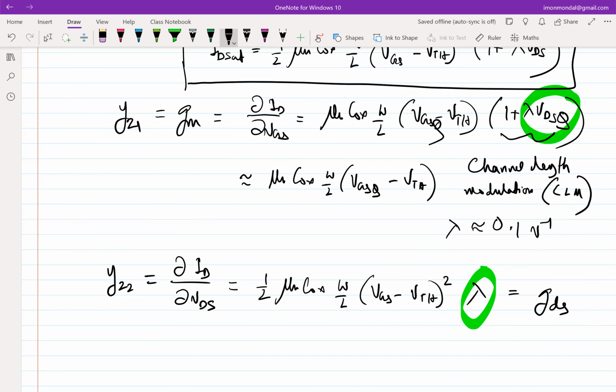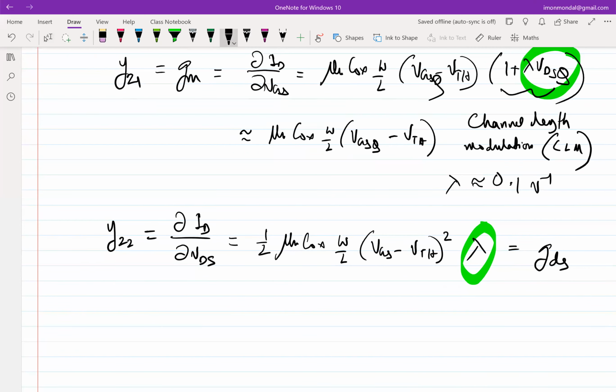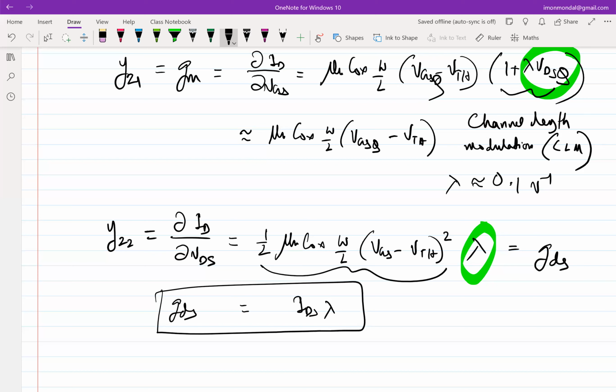Okay. So you will see that these equations are also expressed in multiple ways. The crux of the matter is that if I can neglect lambda while calculating GM and while calculating I, then I can say that this is approximately equal to IDS times lambda. So GDS becomes IDS times lambda because this term becomes IDS. So this is one expression that is popularly used.